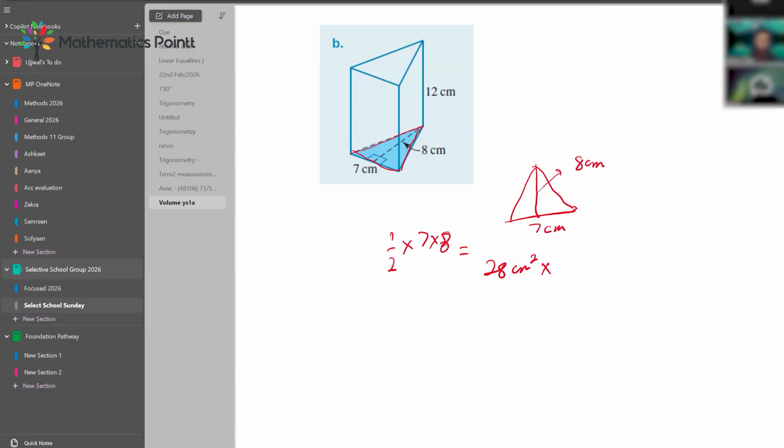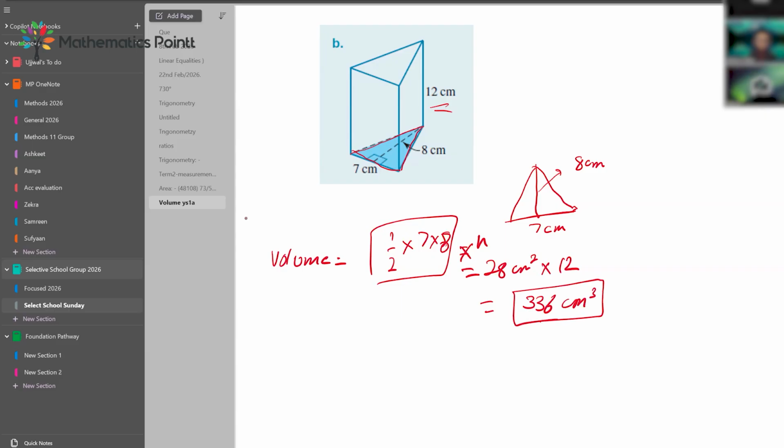And what is the height? So I just times it by height. So the volume is area of the base times the height. And height is 12. So you multiply this with 12, you get 336 centimeter cube. Good job.